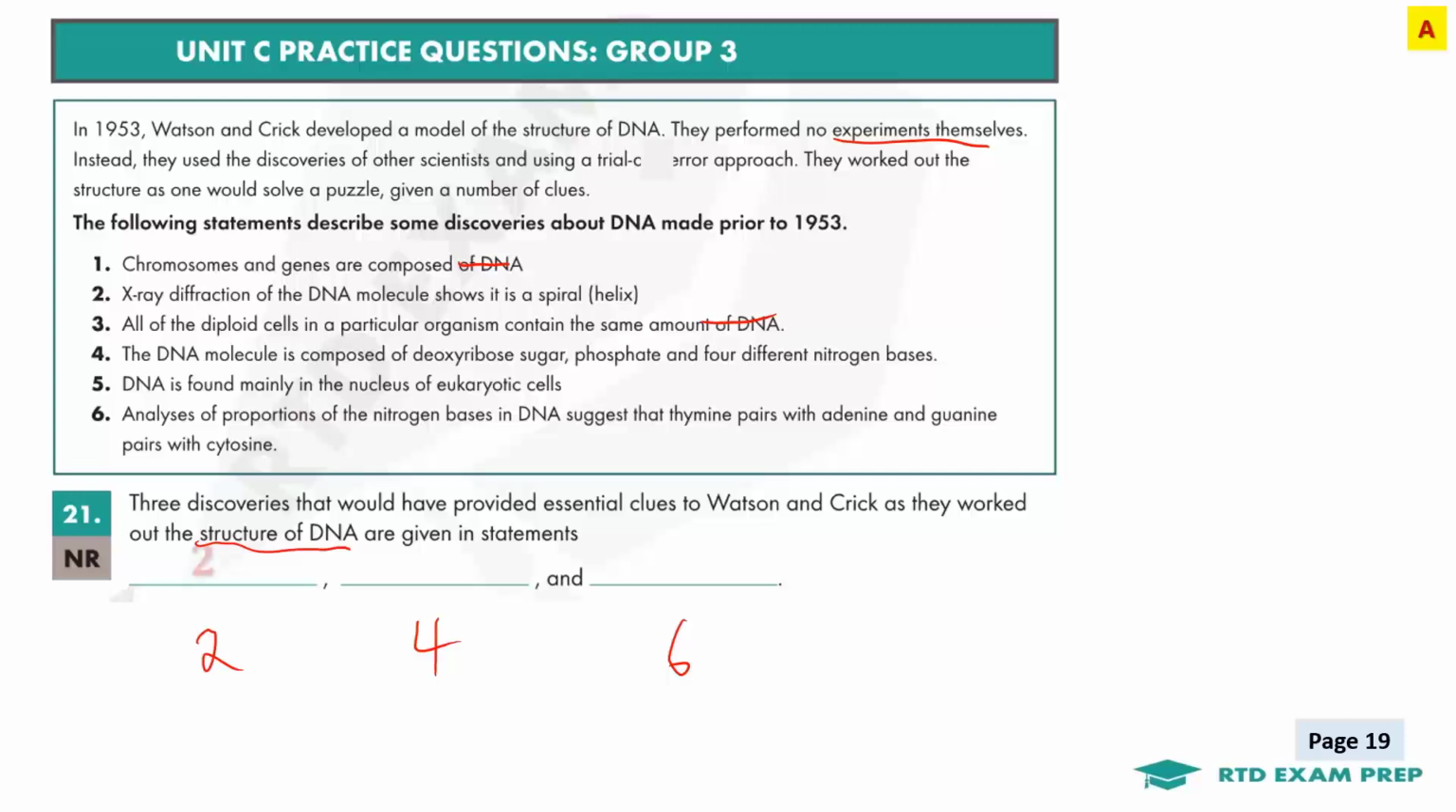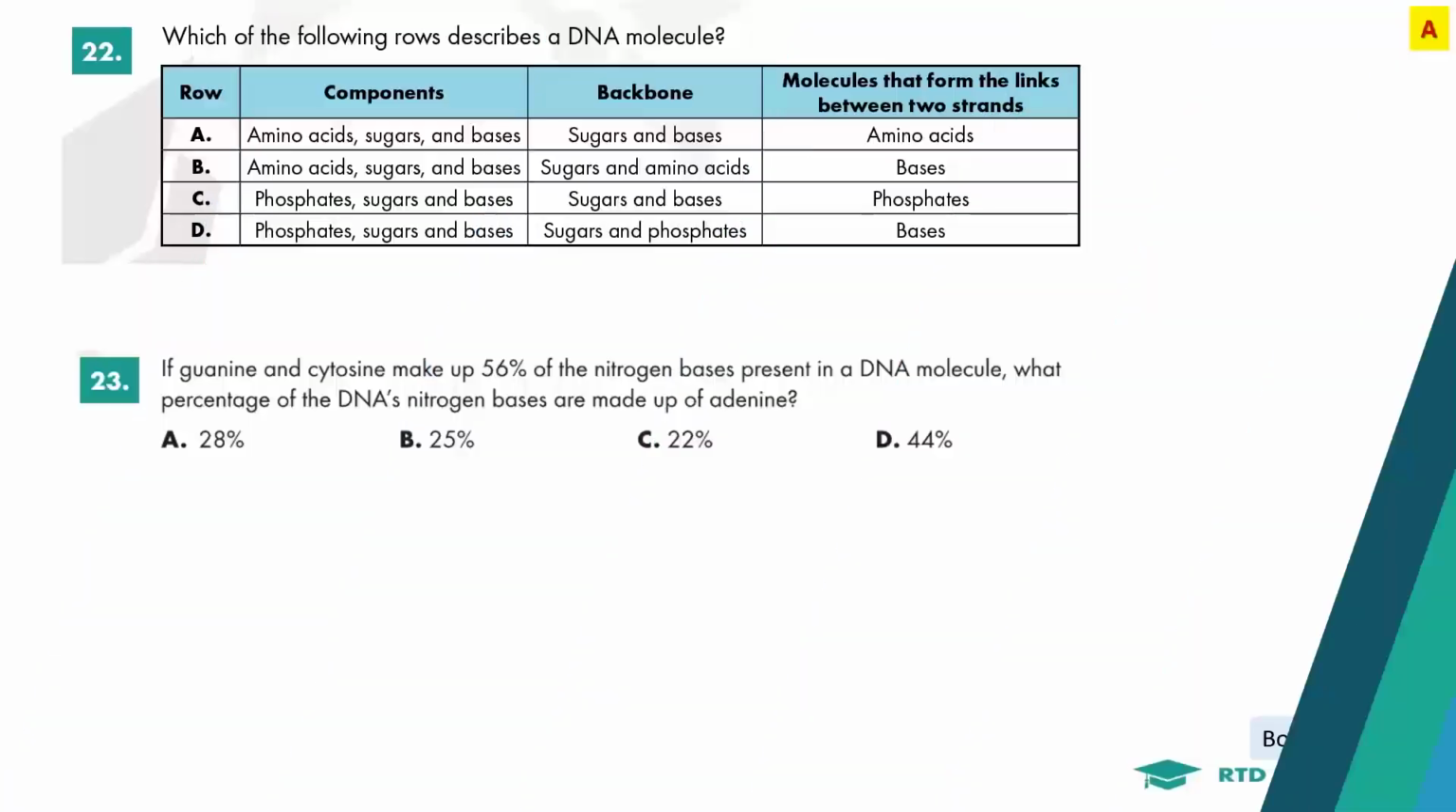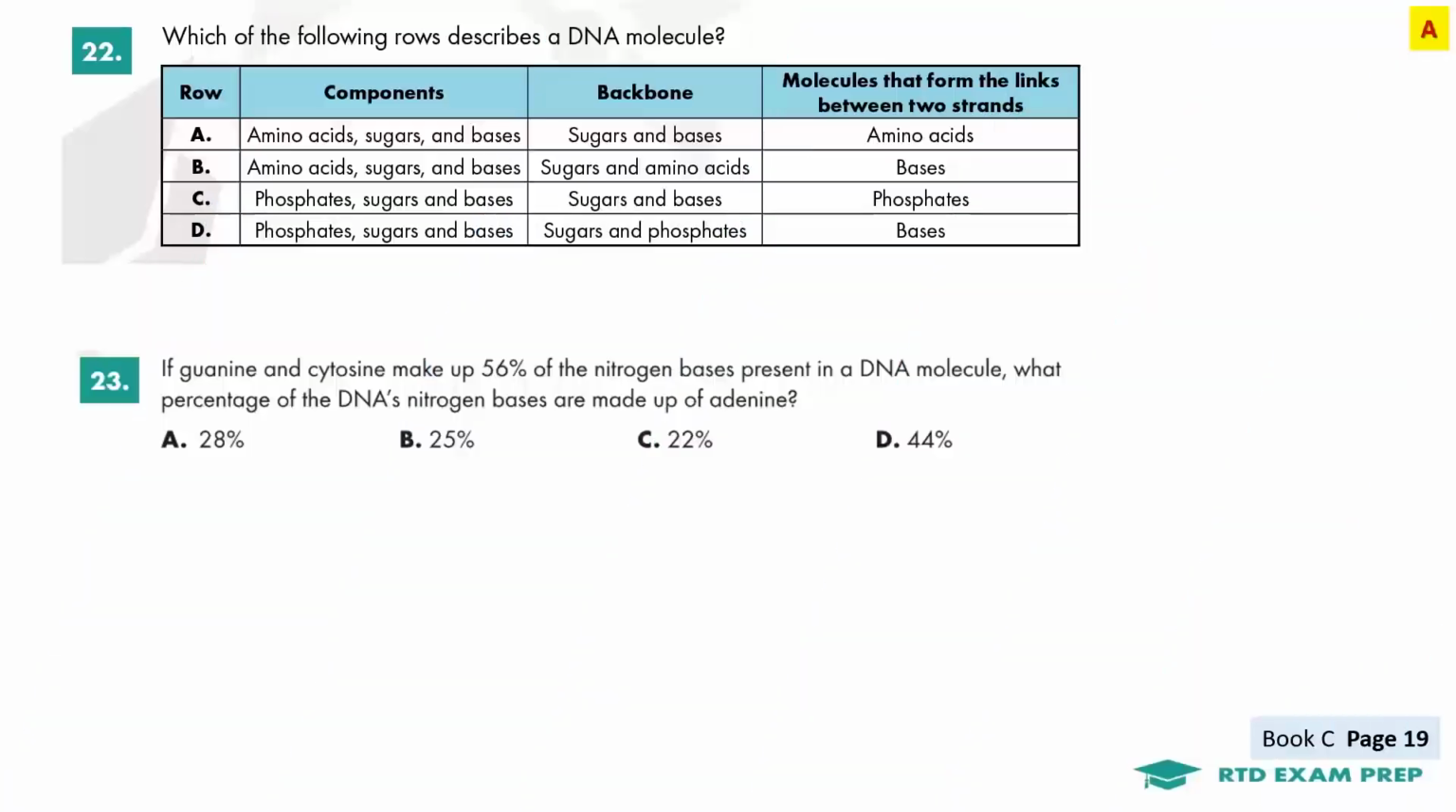2, 4, 6. Which of the following rows describes a DNA molecule? Well, first thing I'm going to do is cross off amino acids. We're not dealing with DNA there. So a phosphate, a sugar, and a base. So it looks like both C and D are correct there. Sugars and bases as the backbone. Well, I know it's not bases, it's sugars and phosphates, so 22 is D.